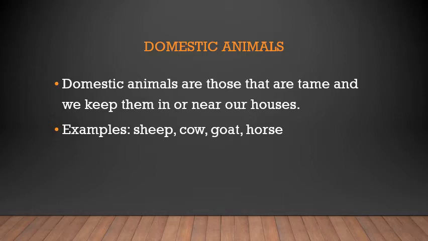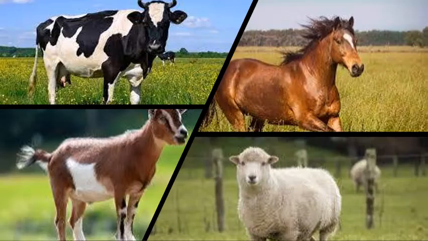Examples: sheep, cow, goat, horse. Here you can see the picture of the sheep. First picture is the cow, then horse, then goat and sheep. All these pictures are of domestic animals. What are domestic animals, children? Domestic animals are the animals that can be tamed and we can keep them in or near our house.